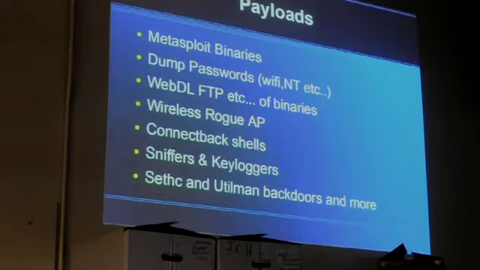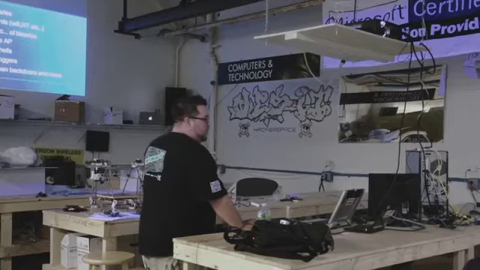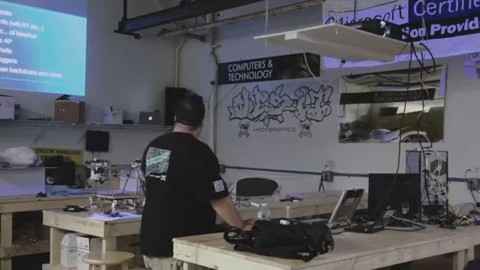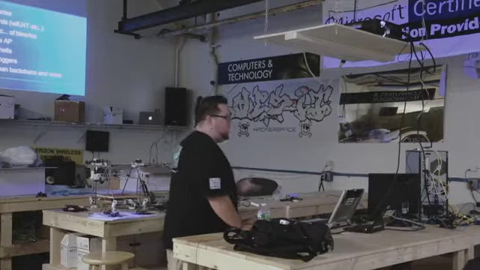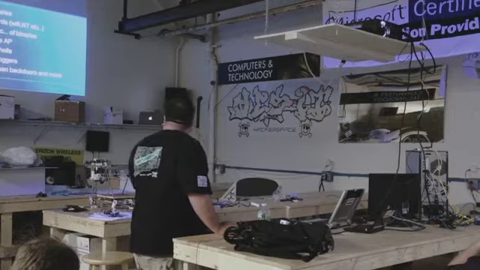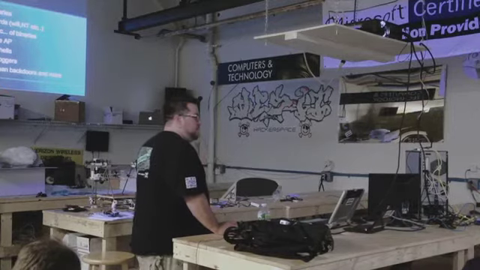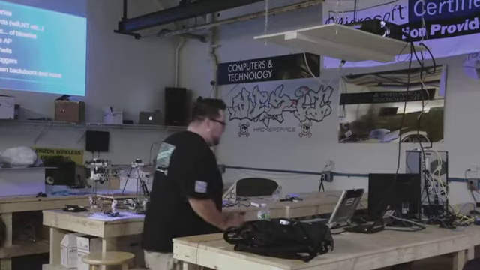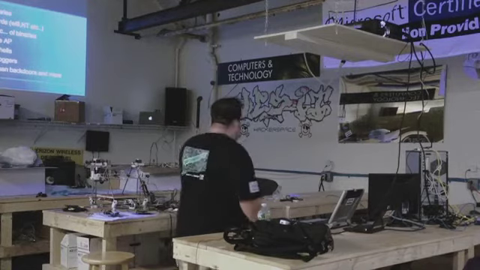And the final one is the SETHC and Utilman backdoors. What that basically does is it copies cmd.exe over those programs. So when you're logging in, you basically have a backdoor. With Utilman, I think it's Windows key and U, and with SETHC, I think you hit Shift 5 times or something like that. But basically, that'll give you a backdoor.